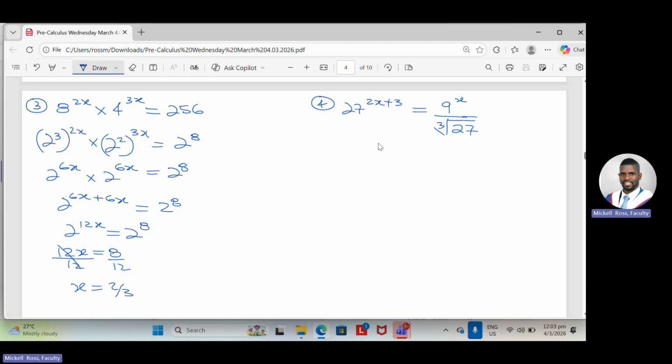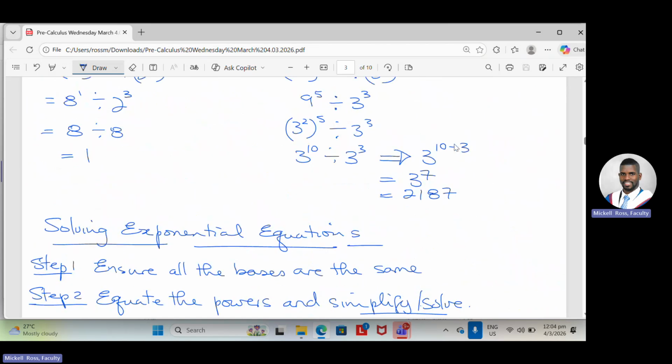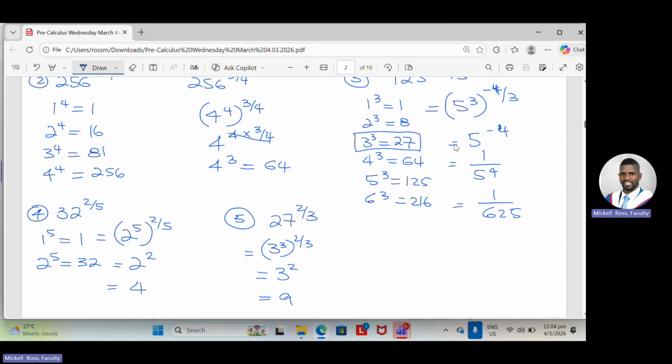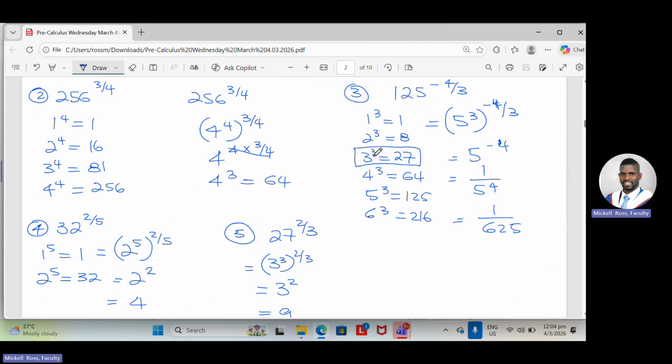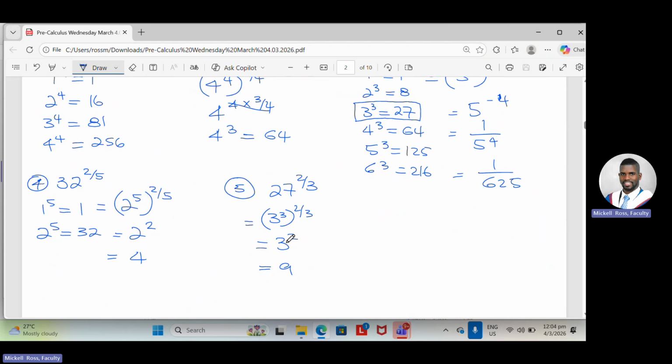All right, let's look at this next one. We want to write all of these numbers to the smallest base. 27 cannot be written with a base of 9. So we have to find a smaller base. We would have already examined from the previous questions, and we know that 27 is the same thing as 3 cubed, and 9 is the same thing as 3 squared.